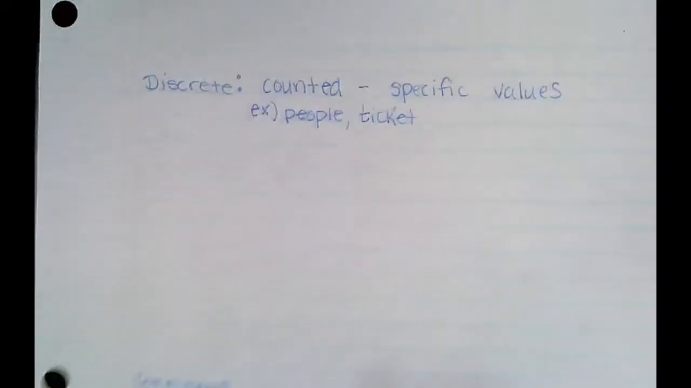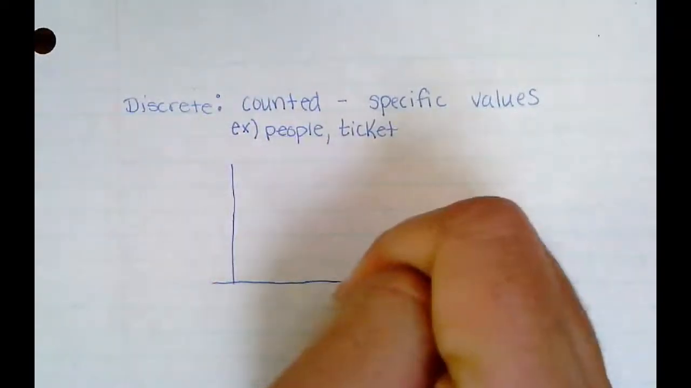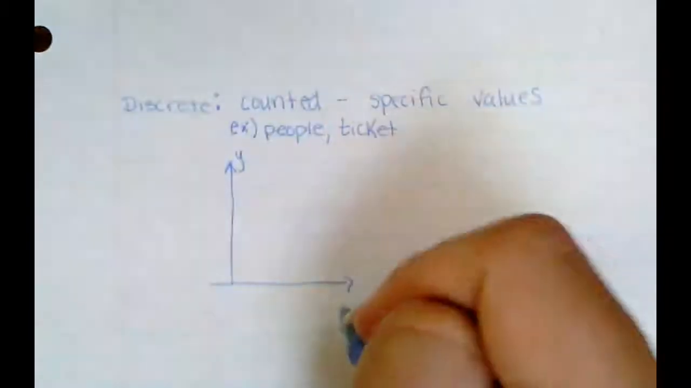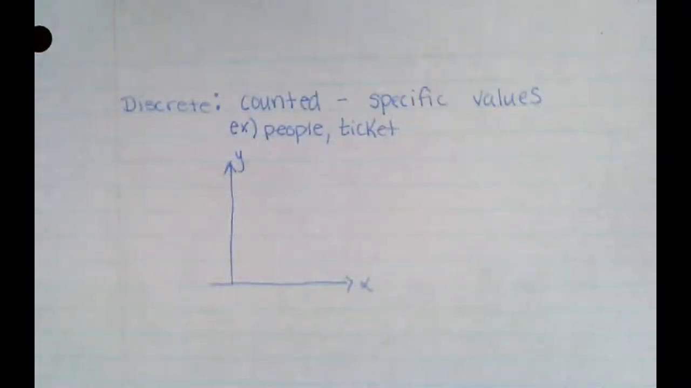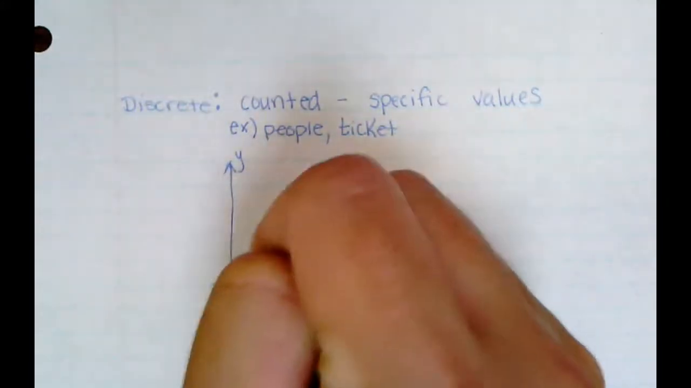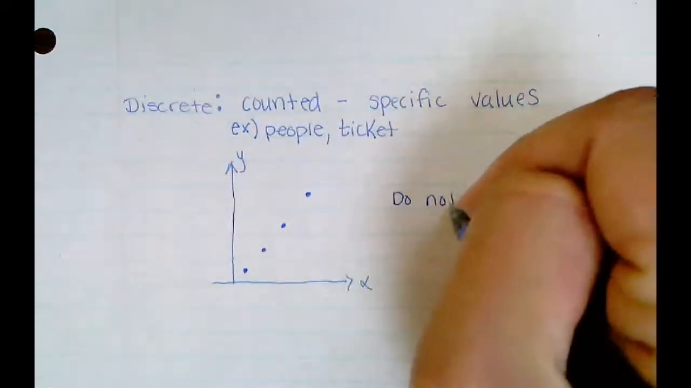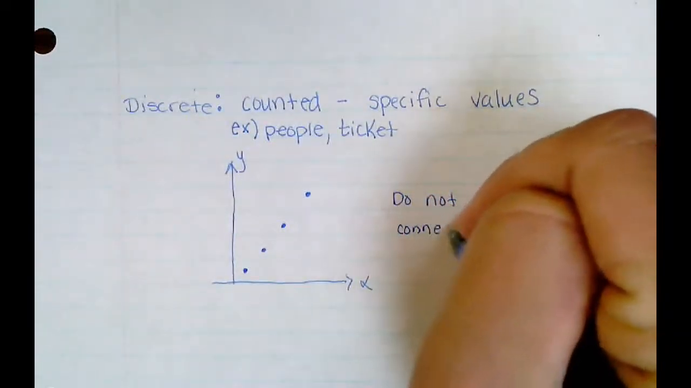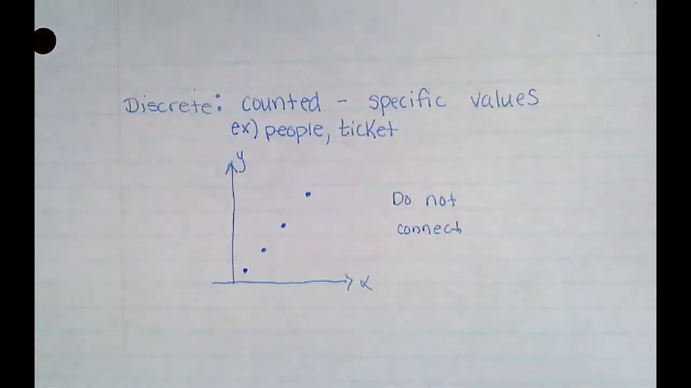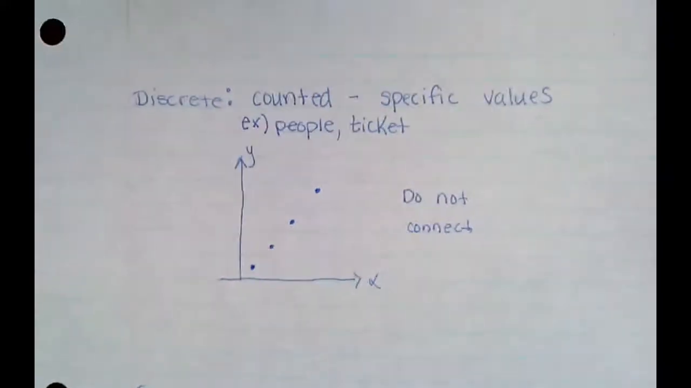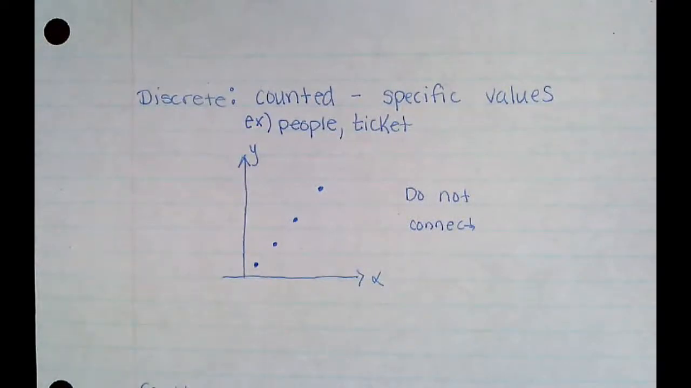When we graph a discrete function, what we have to remember, and I'm just sketching a graph, this is not anything in particular. Okay, I'm just going to do my first quadrant. When I have a discrete function, they are going to be points, and we do not connect them. The reason being, when you connect the points, what you're telling me is everything on that line is a solution. Okay, and we just said that you can only have certain answers. So we will not connect our points in a discrete function.